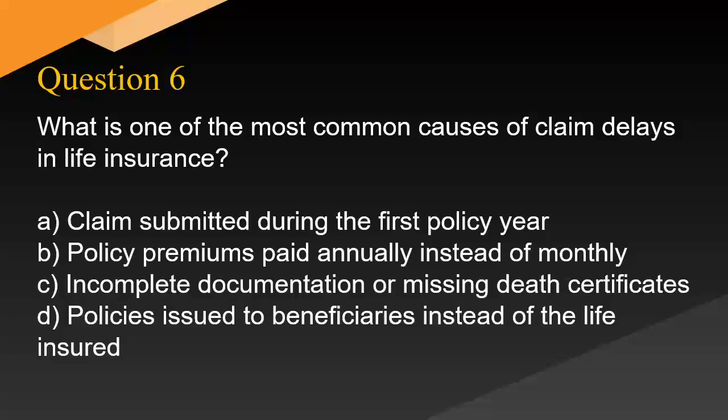What is one of the most common causes of claim delays in life insurance? A. Claim submitted during the first policy year. B. Policy premiums paid annually instead of monthly. C. Incomplete documentation or missing death certificates. D. Policies issued to beneficiaries instead of the life insured.